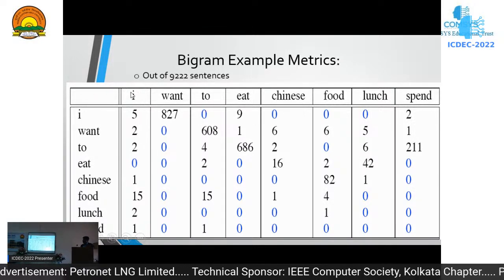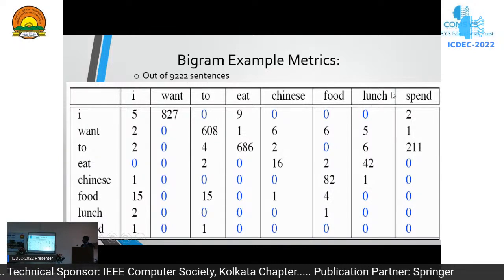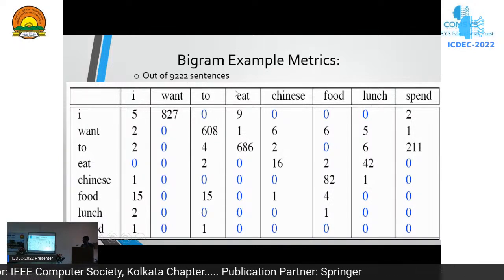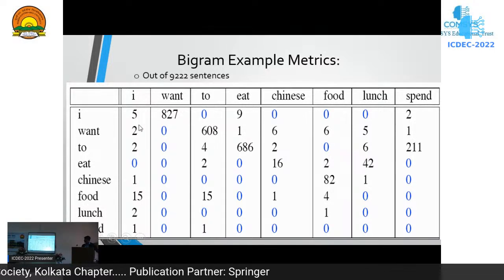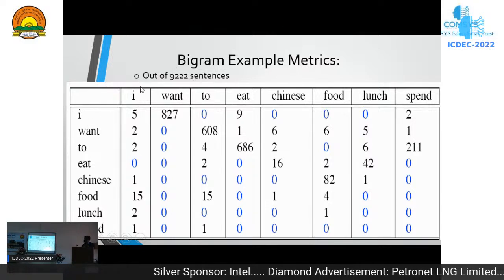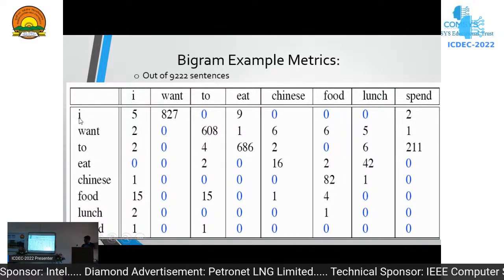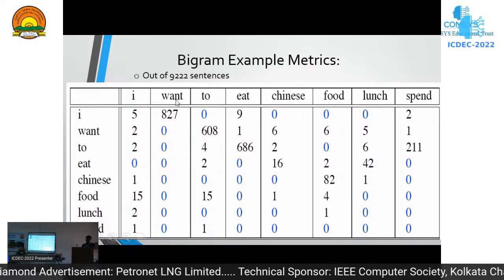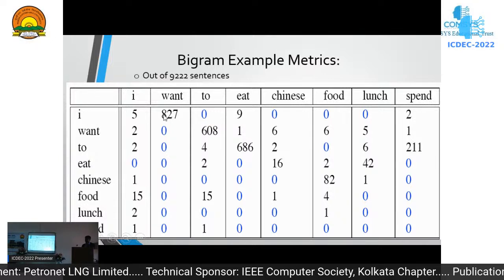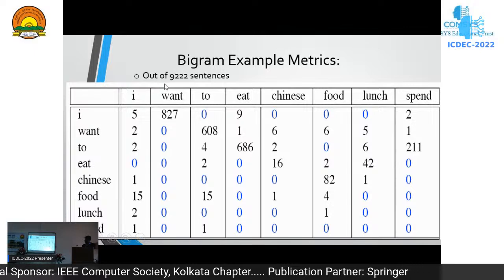Now I try to create a matrix here, for a sentence like "I want to eat Chinese food" or something like that. I have created a matrix of it, where I'm considering a bigram. In this number of sentences, the continuation of "I" is found only 5 times. If I talk about "I want", I'm getting not a probability but a count of 527 times in this corpus.